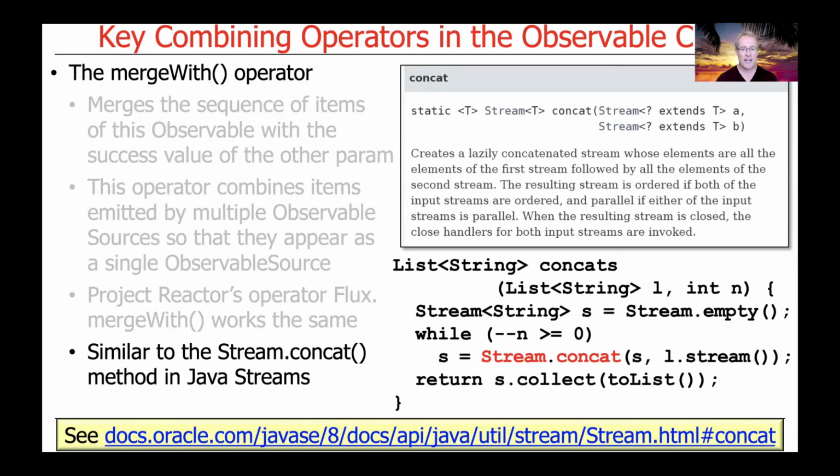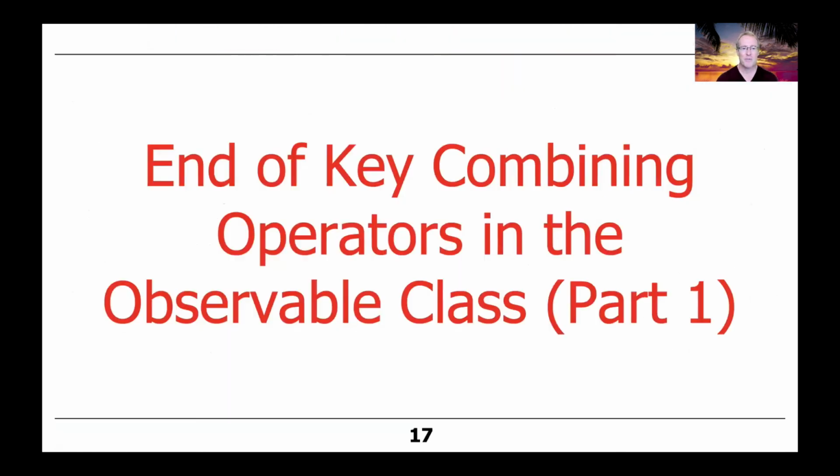Here's a very interesting little code snippet that will take in a list and a count n, and it will concatenate the list n times. So it'll basically take the value of the list and keep adding it to the end of a local list, or a local stream, that we're creating, and it'll concatenate the items onto the end. So it's basically making n copies of the original list and then returning that. And this is a very clever use of the concat method that's defined in Java streams.